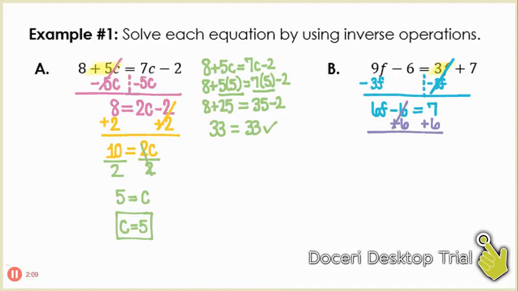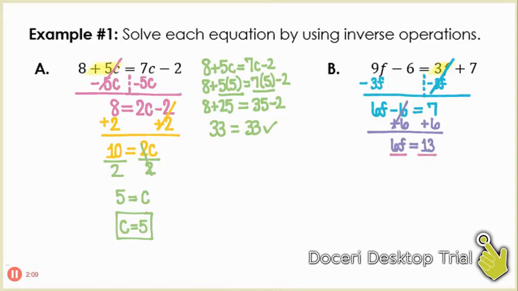Negative 6 plus 6 cancels. I bring down my 6f. I bring down my equal sign, and I now bring down my 13. My last step would be to undo the multiplication, 6 times f.